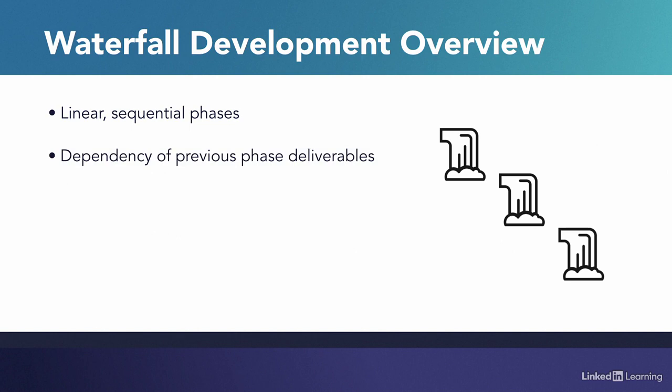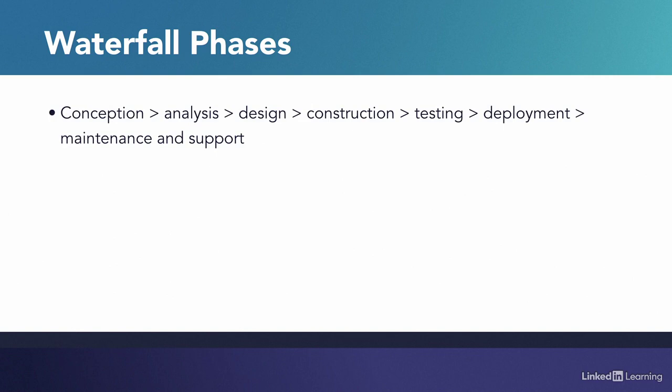Each phase has clear requirements and deliverables. The later phases are dependents of the previous phase, much like waterfalls that generally flow downwards. In software development, the linear sequential steps are generally divided between conception, analysis, design, construction, testing, deployment, and then maintenance.